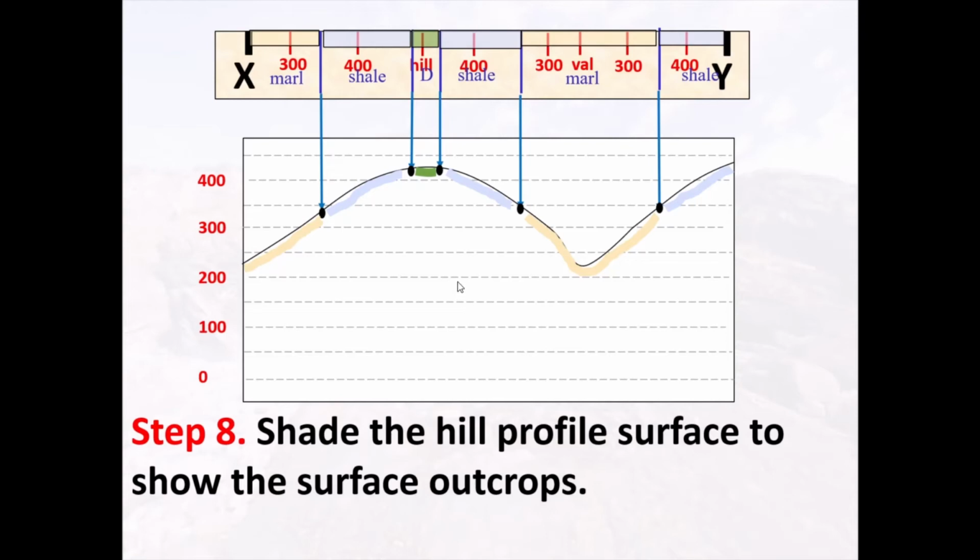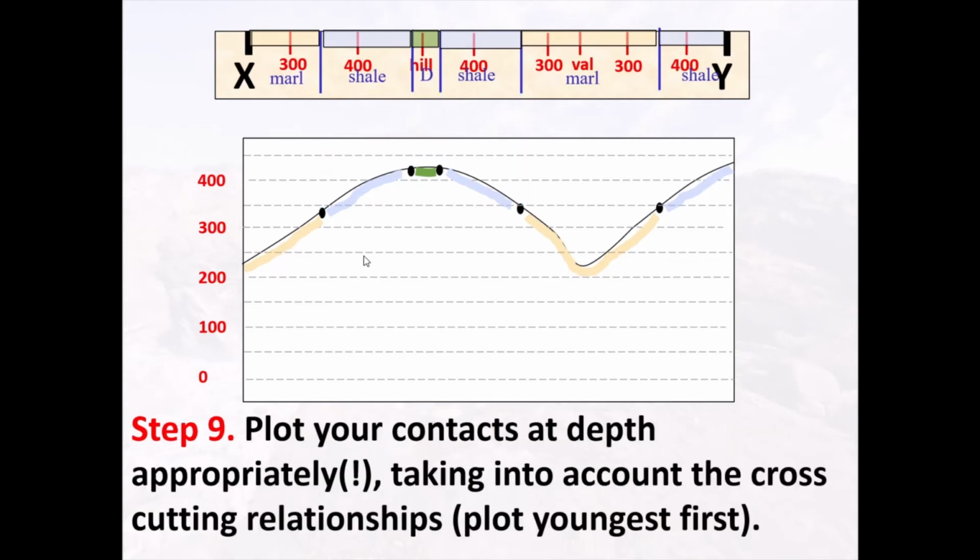Okay, the next thing that we then need to do is try and show how this geology continues at depth. So then what we need to do is take that structural information that we have on our cross section and start plotting our contacts at depth appropriately.